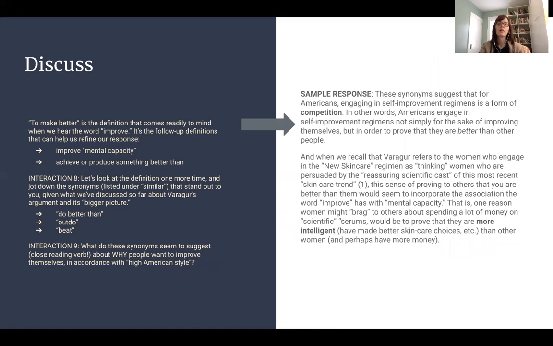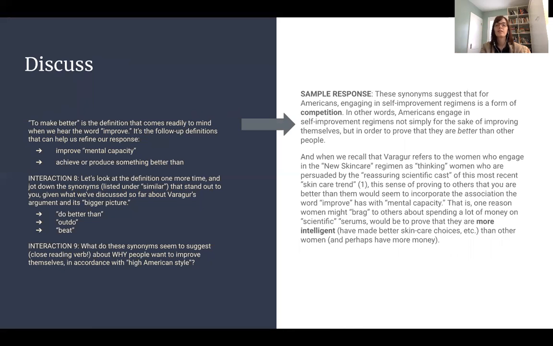And when we recall that Varga refers to the women who engage in the new skincare regimen as "thinking women," who are persuaded by the reassuring scientific cast of this most recent skincare trend, right? So all the actives sound very scientific, so they're acids and peptides. So this sense of proving to others that you are better than them would seem to incorporate the association the word improve has with mental capacity.